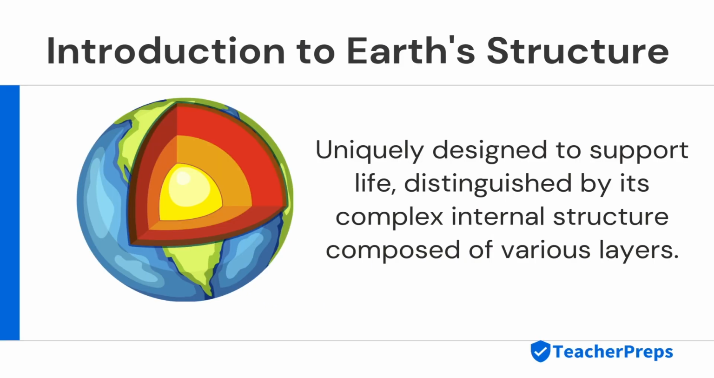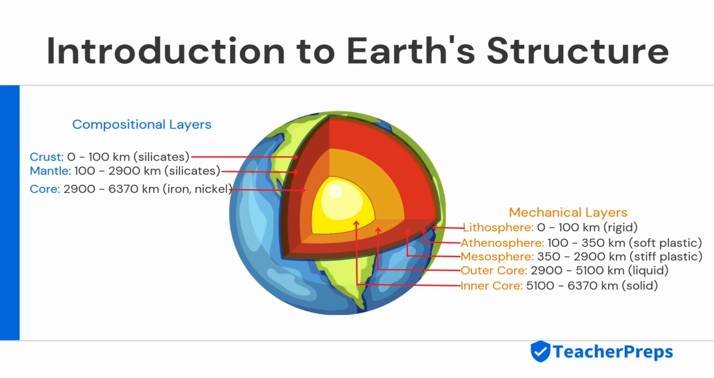Earth, our home planet, is uniquely designed to support life, distinguished by its complex internal structure composed of various layers. Keep in mind that each layer possesses distinct physical and chemical characteristics vital to the overall function as a dynamic system. Pause the video here to examine the different layers that you can see on your screen right now. All right, let's go on forward.